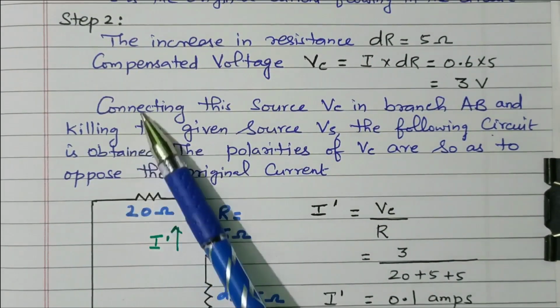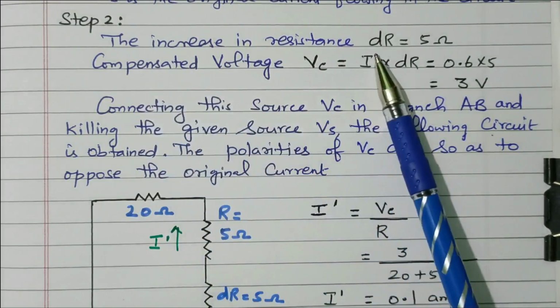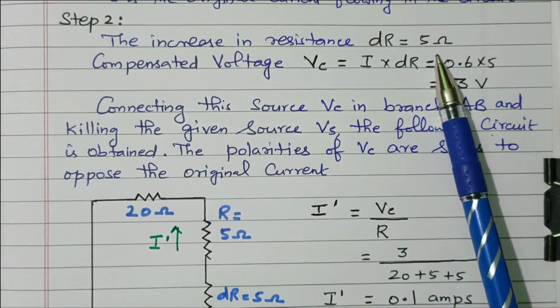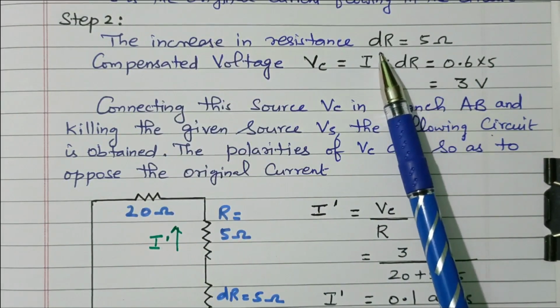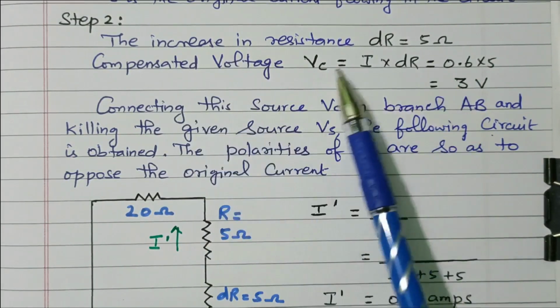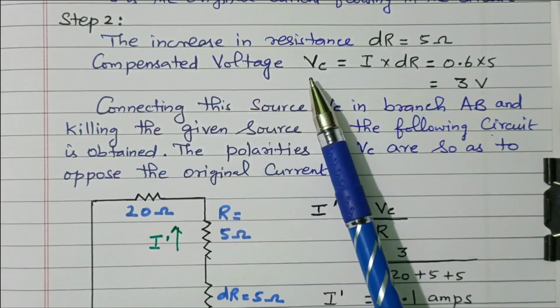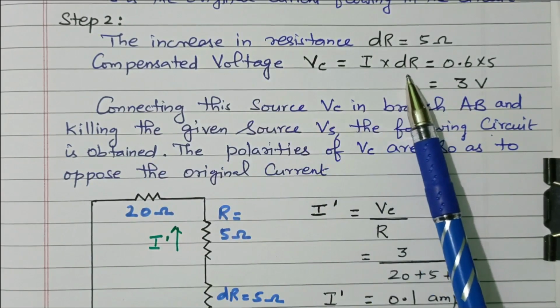So in step 2, the increase in resistor dR equals 5 ohm. We are going to increase the resistor by 5 ohm. That is dR, the change in resistor, 5 ohm. So due to the change in resistor, the compensated voltage, this is a formula, Vc equals I into dR.